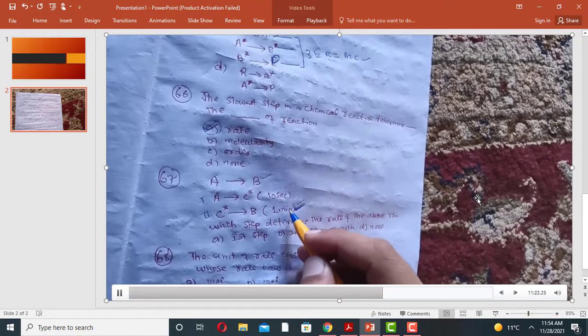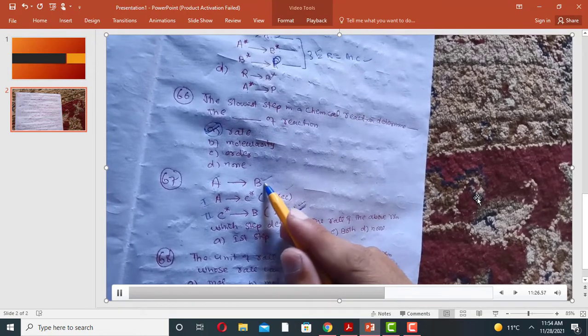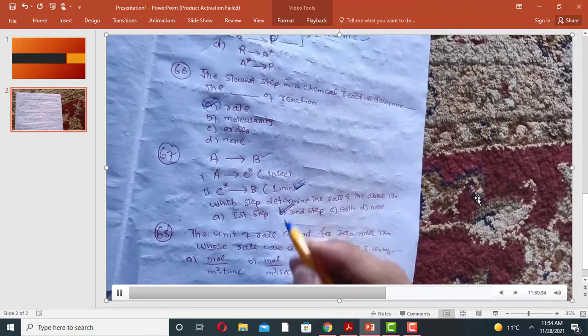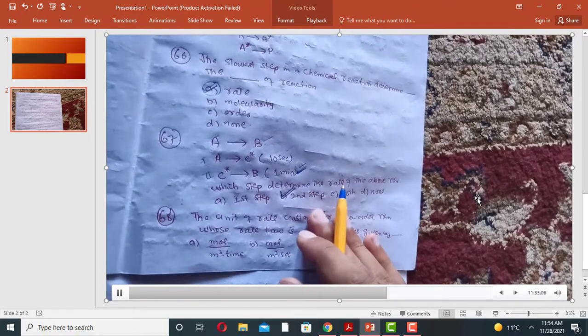So 1 minute is larger than 10 seconds. So this is the rate determining step of this reaction. So the second step determines the rate of this elementary reaction.